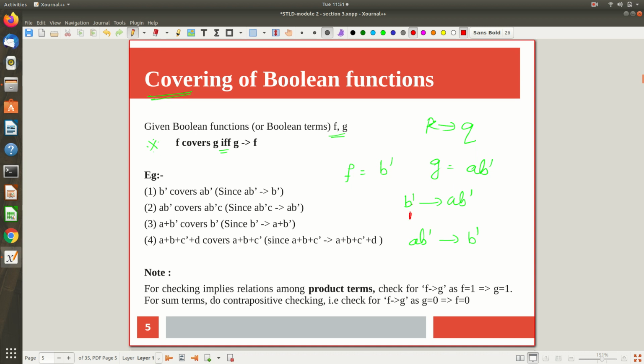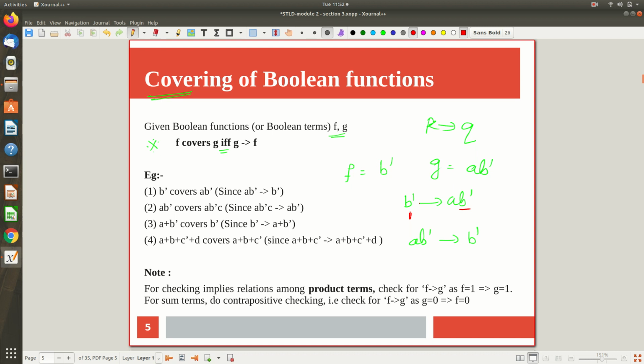I know that B dash is 1. B dash is 1 means B is 0. So about this part, this is 1. Definitely this is 1. But I don't know anything about this A. A can be 0 or 1. What I know is B dash is 1. Whenever B dash is 1, can I say that AB dash is also 1? I can't say, because I don't know anything about A. A is a particular Boolean variable, it can assume 0 or 1. If it is assuming 1, definitely AB dash is 1. But I don't know any information about A, so I can't say that AB dash is 1.